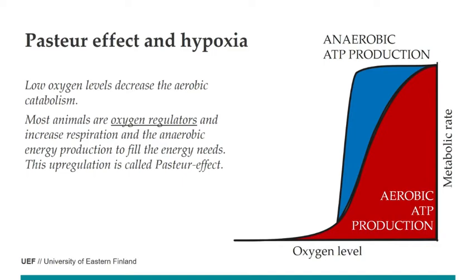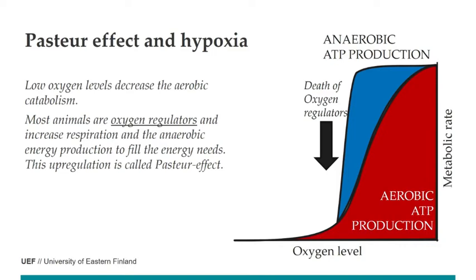So we try to keep the metabolic rate constant, but unfortunately, glycolysis is not such an effective way to produce ATP. So at a certain time, there is a death of these oxygen regulators. So we can't tolerate very low oxygen concentrations at all.